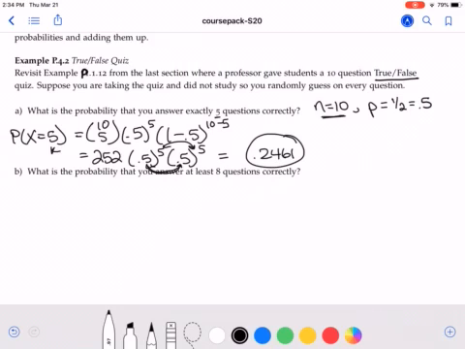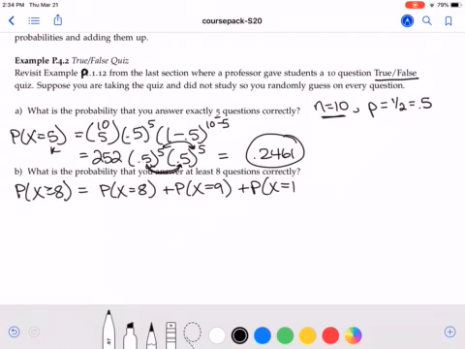In part B, what's the probability you get at least 8 questions correct? This is greater than or equal to 8, so at least 8 is the probability of either 8, or it could be 9, so we'll add the probability of getting 9 correct, or it could be 10. So we want to add these 3 probabilities together. So we're using 3 different values of k in our formula, a k of 8, 9, and 10.